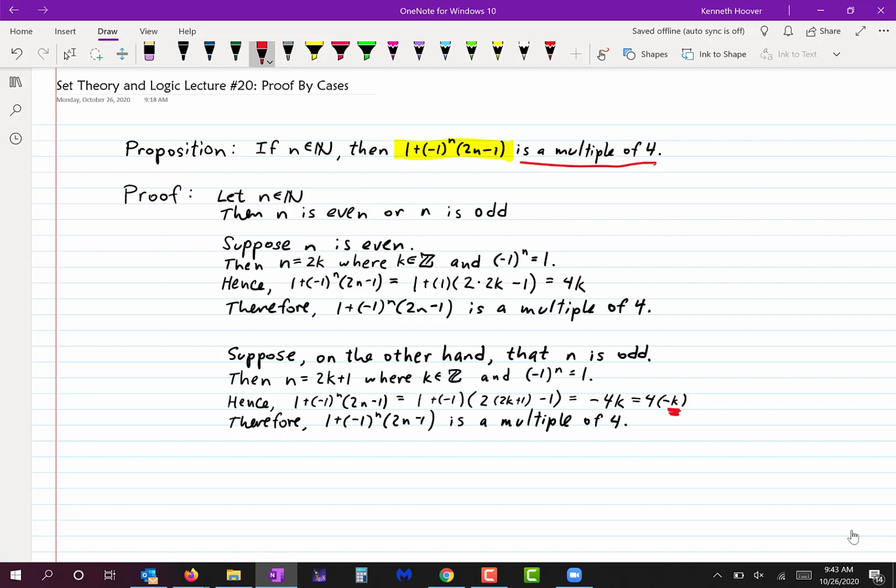Have I pointed out yet that negative k is an integer? Technically, no. I said that k is an integer, but I didn't say that negative k is. So, to cover those bases, how would I do that? I would say where negative k is an integer. Why is negative k an integer? Because k is an integer, and the opposite of an integer is an integer.